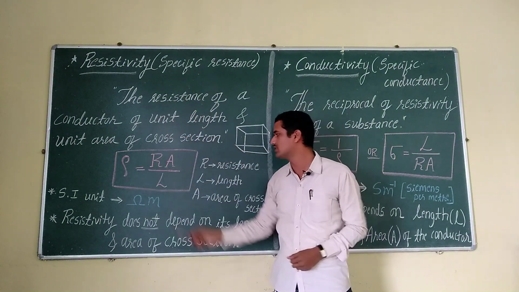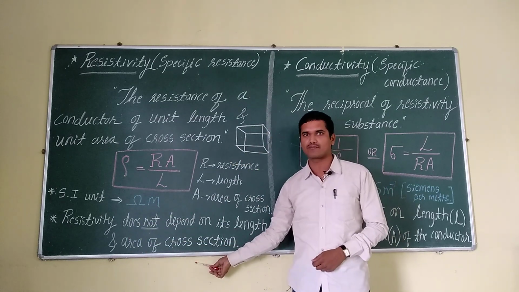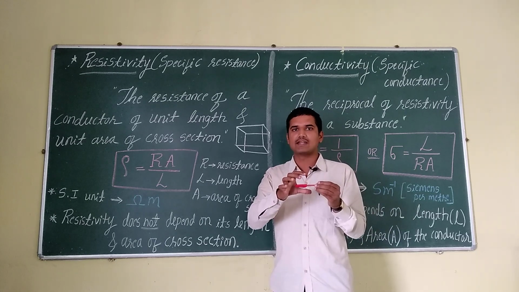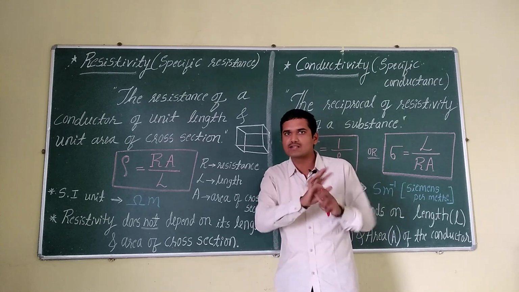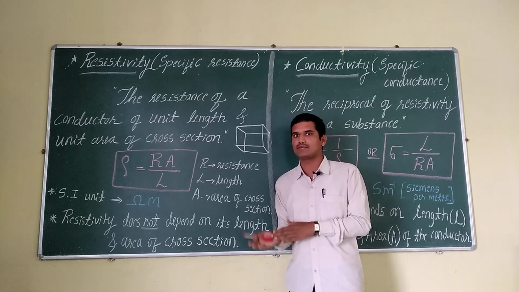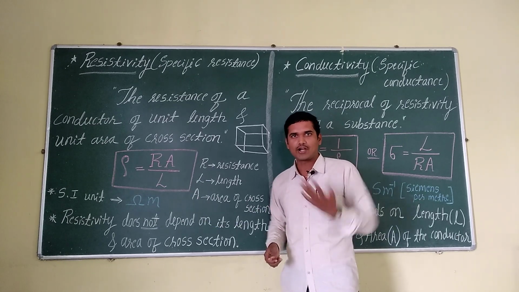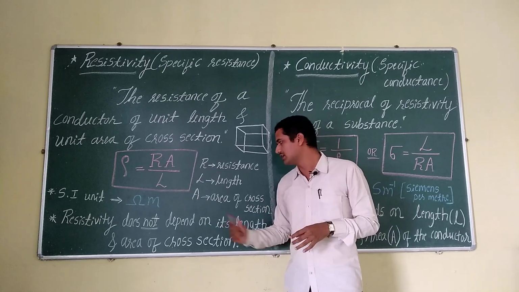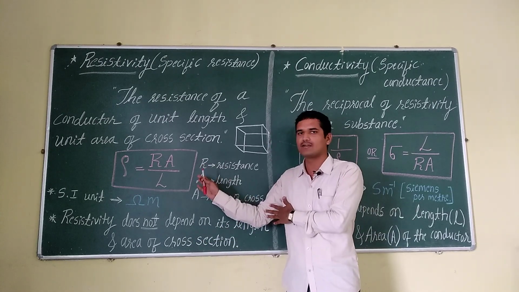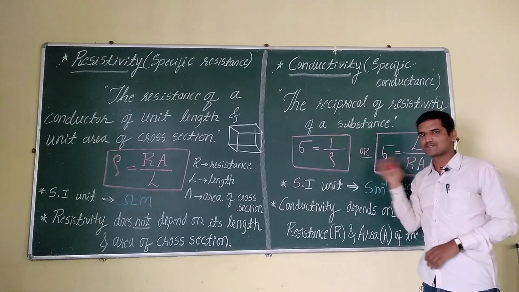And also remember another fact: this resistivity does not depend on its length as well as the area of cross section. That means it does not depend upon how thick or how thin the wire is. And also it does not depend upon the length of the conductor. The length may be 100 meter, the length may be 10 meter, whatever it may be, it never depends upon the length of the conductor as well as the area of cross section. If you understand this concept properly, then you can easily understand the concept of conductivity or specific conductance.